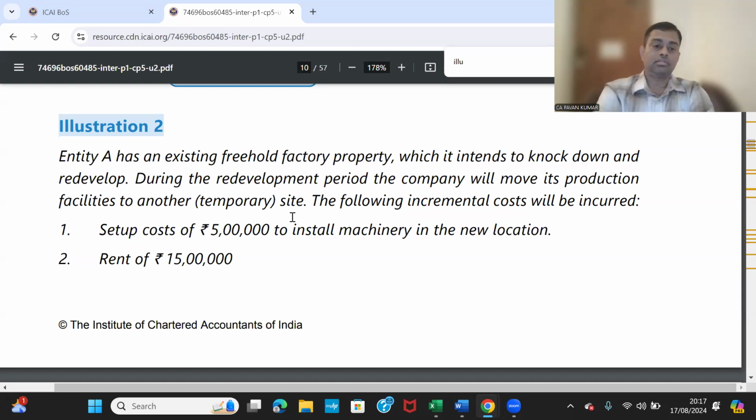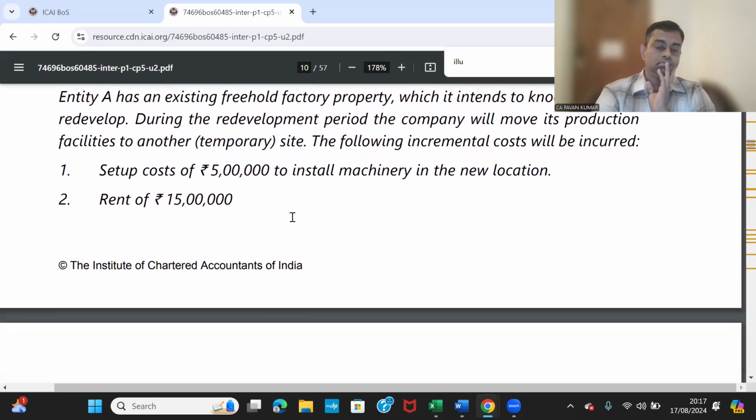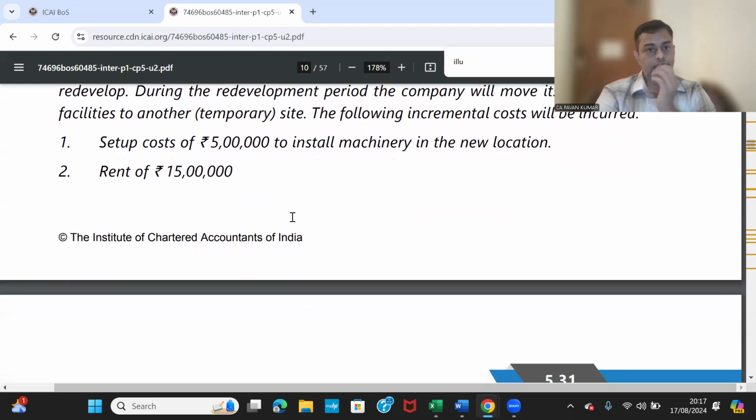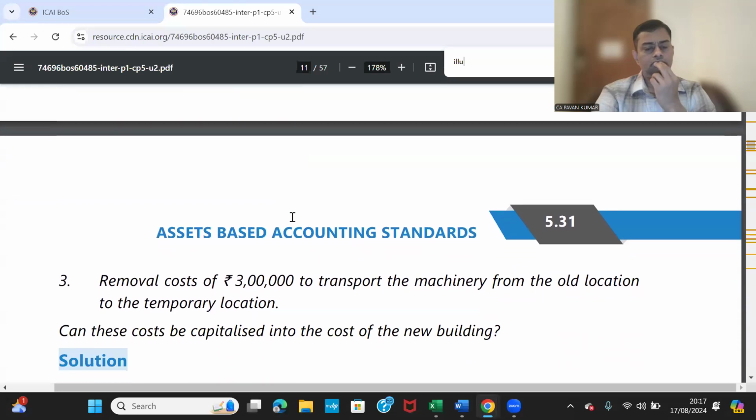Entity A has an existing freehold factory property which it intends to knock down and redevelop. During the redevelopment period, the company will move its production facilities to another temporary site. The following incremental costs will be incurred. First, setup costs of 5 lakh to install machinery in the new location. Second, rent of 15 lakhs. Third, removal costs of 3 lakh to transport the machinery from the old location to the temporary location. Can these costs be capitalized into the cost of the new building?